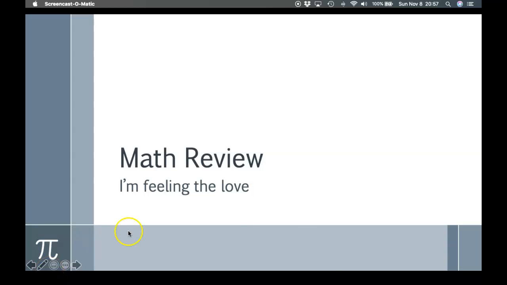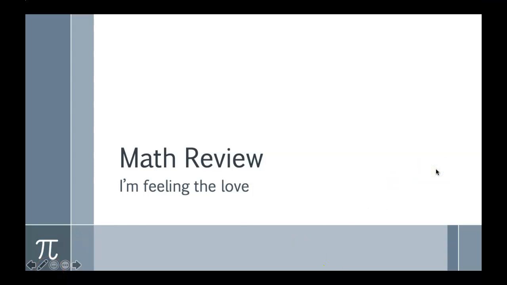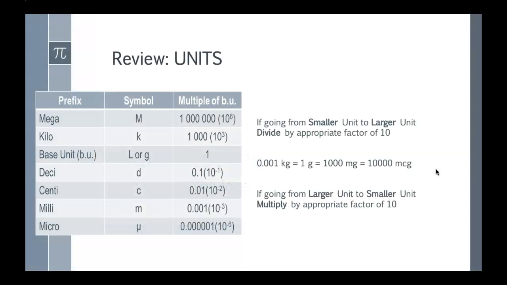Okay, we're going to look at some math review. So quick review here. When we're working with units, if you're going from smaller units to larger units, always divide by the appropriate factor of 10. So an example, 0.001 kilograms equals 1 gram, which also equals 1,000 milligrams, which equals 10,000 micrograms. If going from larger units to smaller units, multiply by the appropriate factor of 10.